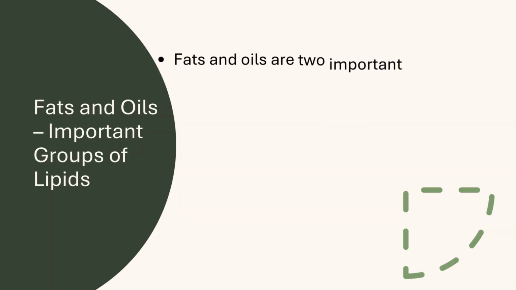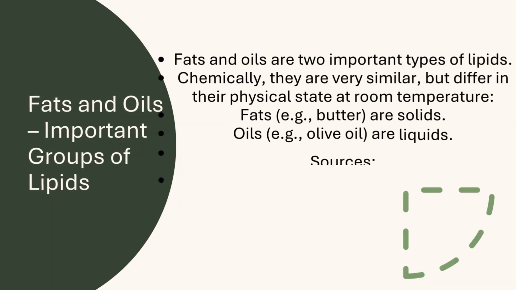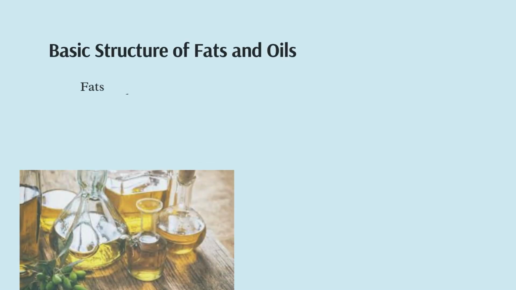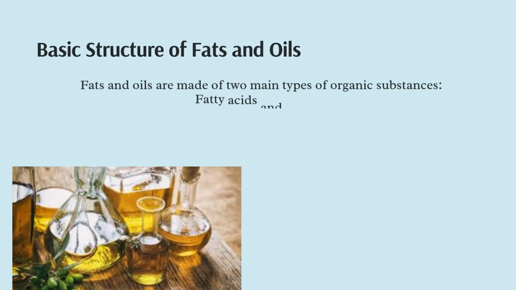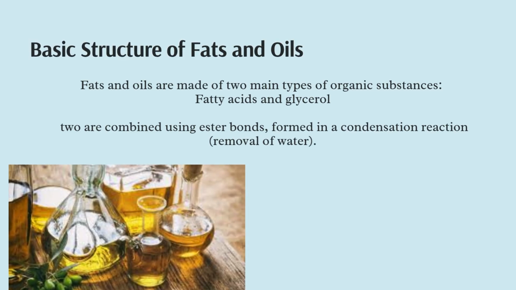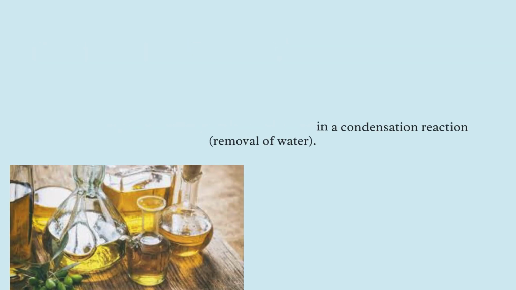Fats and oils are two important types of lipids. Chemically, they are very similar, but differ in their physical state at room temperature. Fats, for example butter, are solids. Oils, for example olive oil, are liquids. Fats mainly come from animal sources. Oils are primarily obtained from plant sources. Fats and oils are made of two main types of organic substances, fatty acids and glycerol. These two are combined using ester bonds, formed in a condensation reaction, the removal of water.